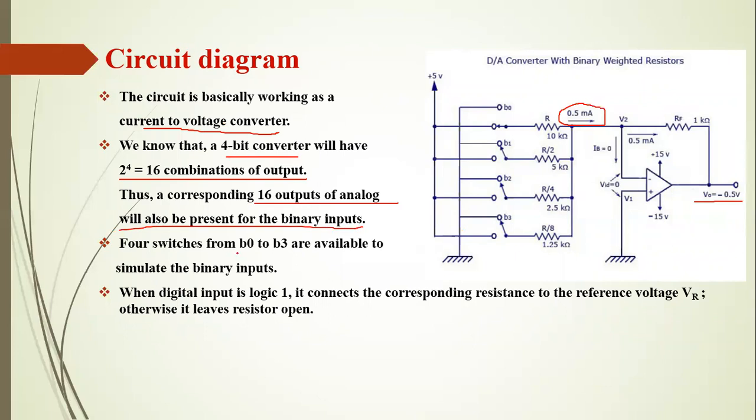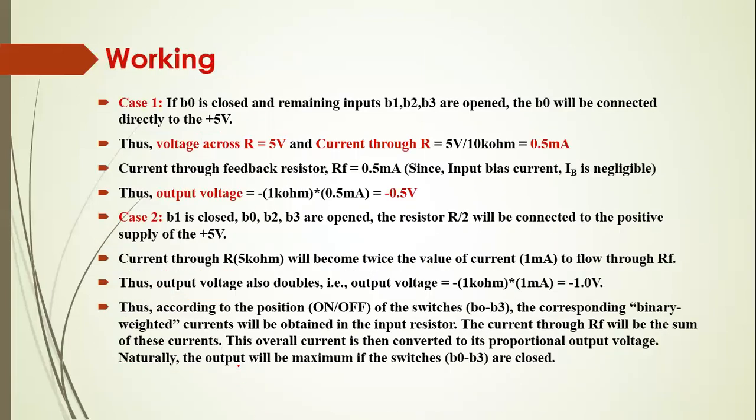The 4 switches from B0 to B3 are available as binary inputs. Next, when the digital input is at logic 1, the resistance will be connected to the reference voltage VR. Otherwise, it is left open. That means when the bit is at logic 0, no resistance is connected to the circuit. Here also we have seen all the operation in the previous circuit.